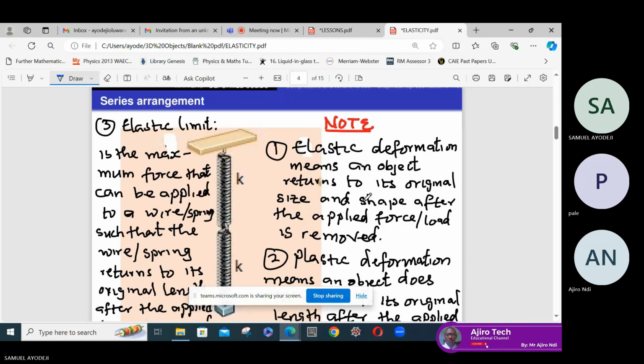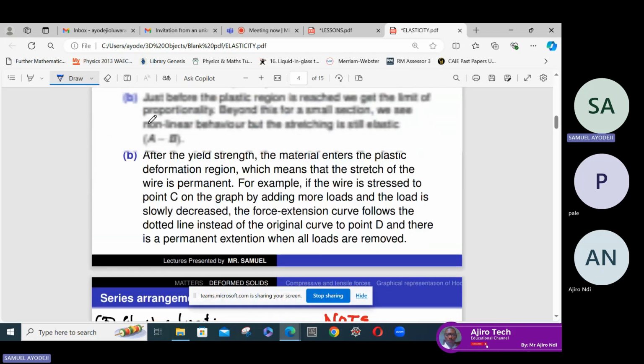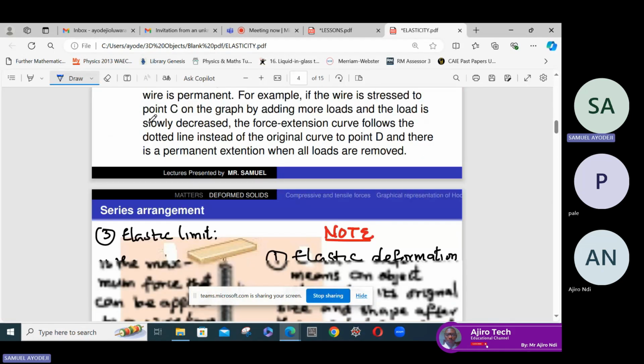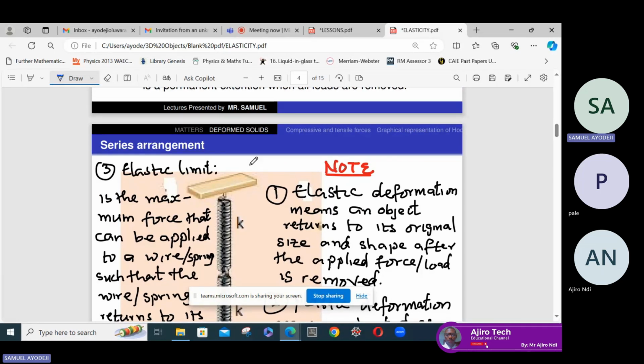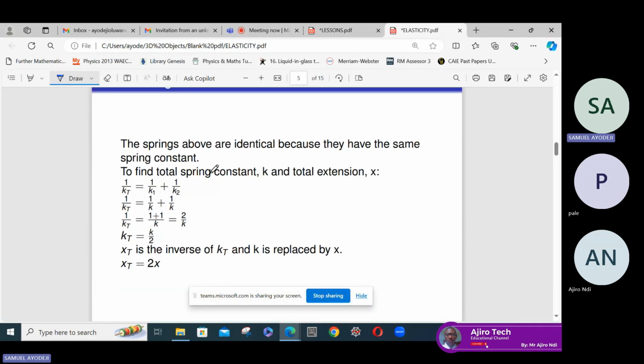Now, there's something called arrangement. We arrange resistors in series arrangement and parallel arrangement, and capacitors too. We do that under springs as well. So that's what we need to do now. Series arrangement: how do we arrange?